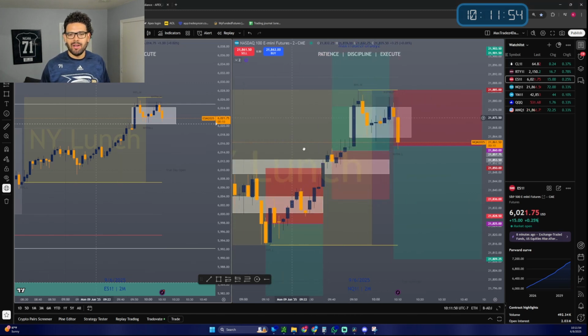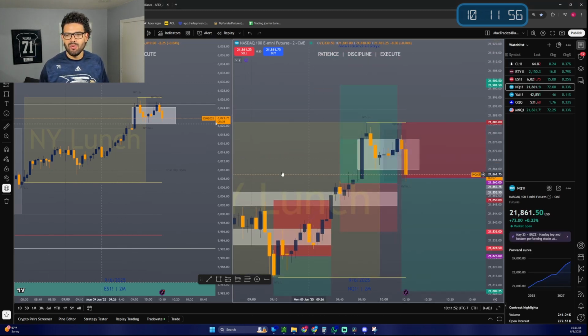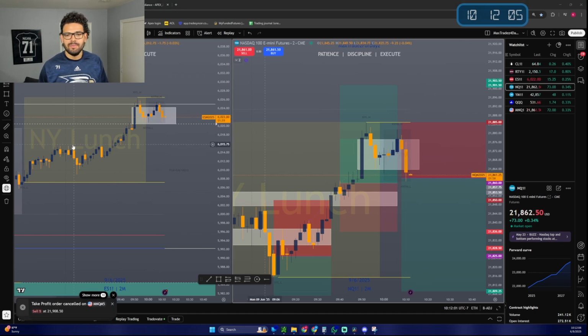Okay, guys, here we are back on the charts. As you see here, price had a nice move up. If we get this candle close below this gap, we will be interested in a short here. Order filled. Okay, guys, so we just reversed position right there.